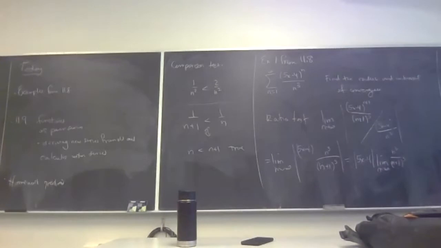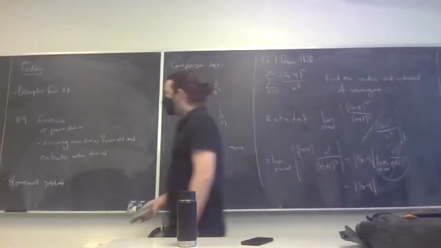So when you're done computing this limit, that part here is 1. And so you're left with the absolute value of 5x minus 4. Okay, so here's a question. What is the center of this series?